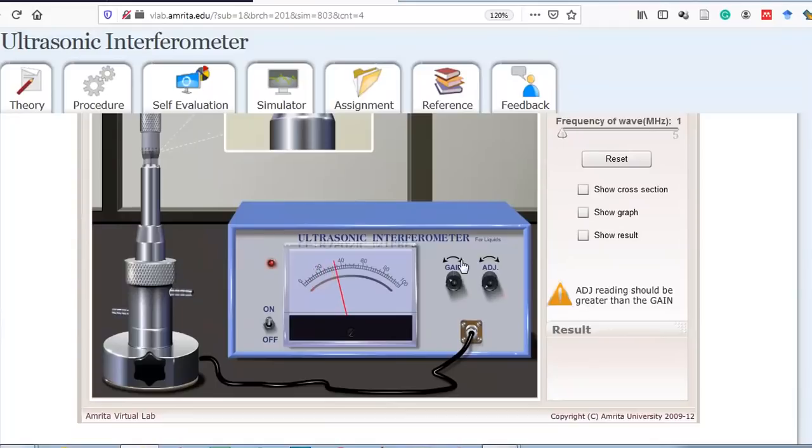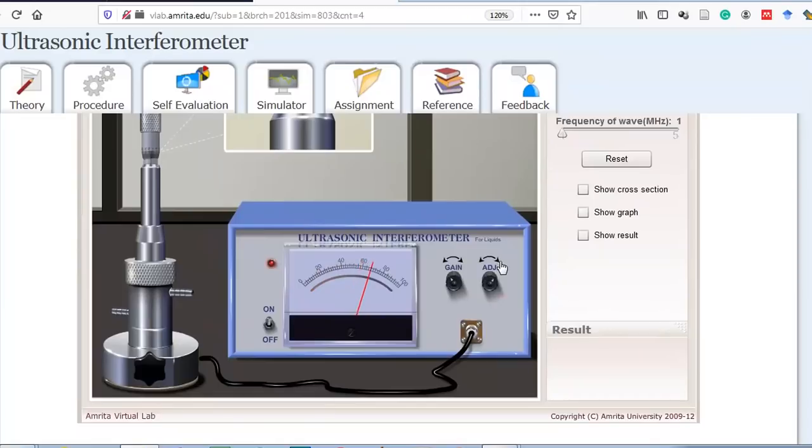Let's say you keep it at 40 for simplicity. Now coming to the adjustment part, it has to be more than 40. Whatever gain you set, the adjustment has to be more than that. This message is also coming out: on the side, the ADJ reading should be greater than the gain. So you keep on moving, and whichever readings you want, you can keep.